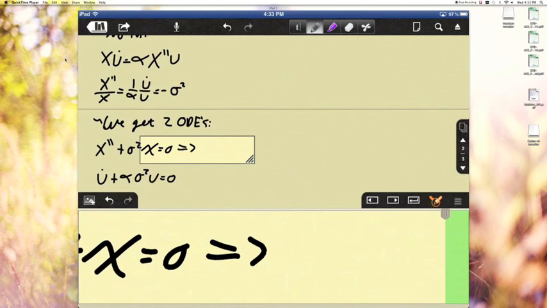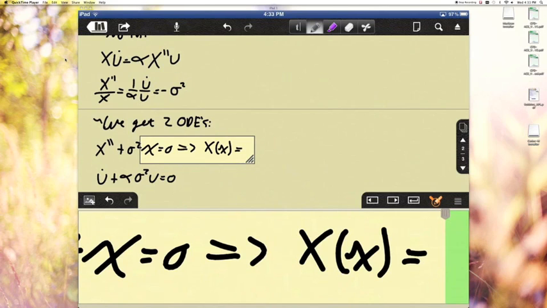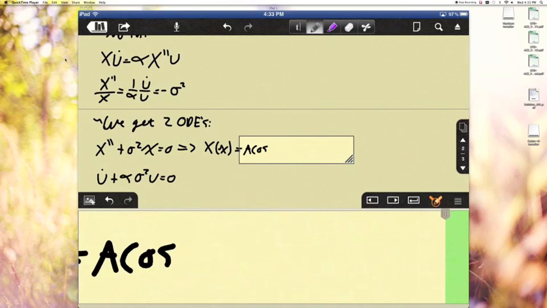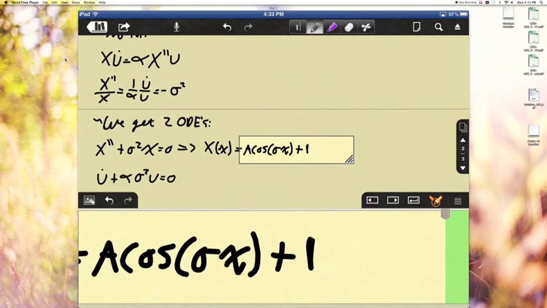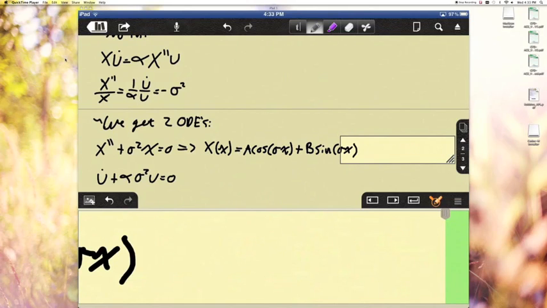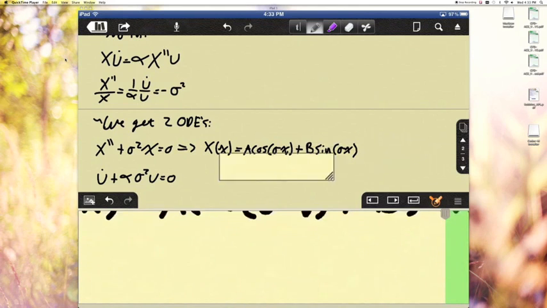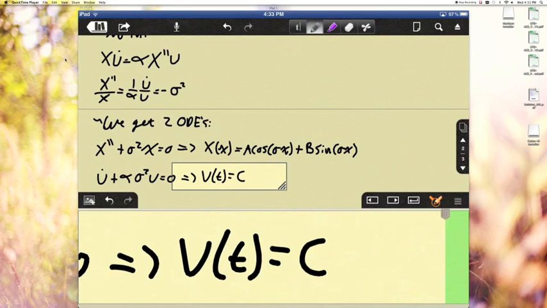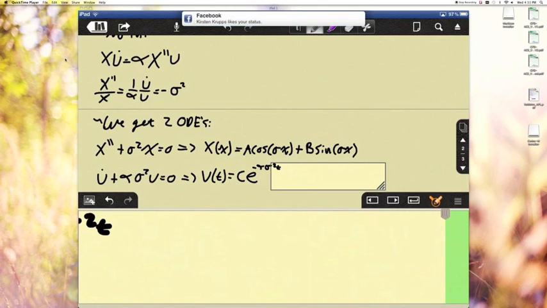So essentially what we get is X as a function of x is equal to a cosine sigma x plus b sine sigma x. So that's our spatial expression. With respect to our temporal solution, we know that u as a function of time is going to be equal to some constant, we'll call that c, times the exponential of negative alpha sigma squared t.